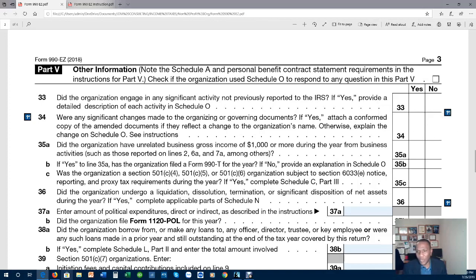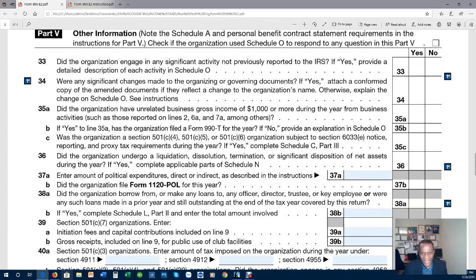Remember, if you have the information on Schedule O, you need to check yes. If you check no, then it's not accurate. Your return is not accurate. You have to make the corrections, and then you might end up doing an amended return to make the necessary correction. And then 35a: did the organization have unrelated business gross income of $1,000 or more during the year from business activities such as those reported on lines 2, 6a and 7a, among others? If yes, then you say yes. If no, then no.